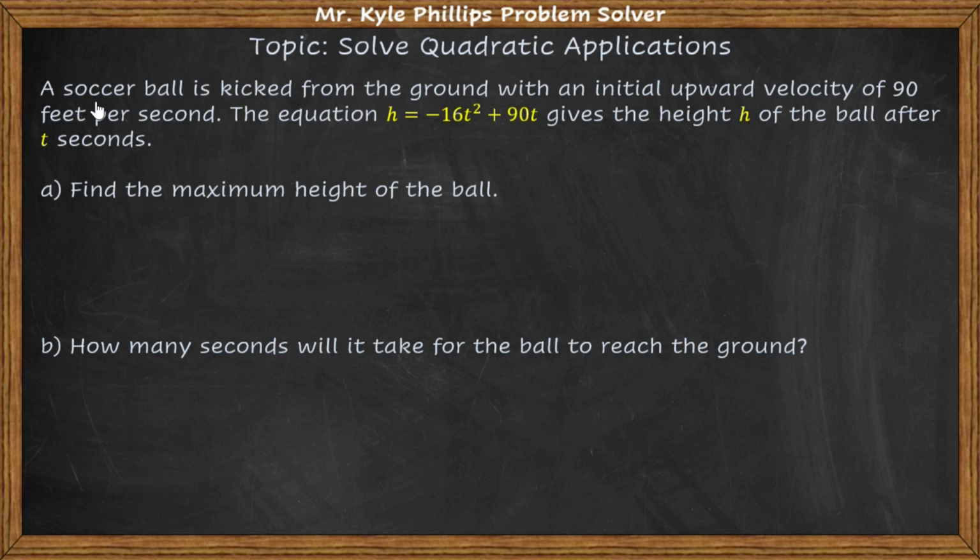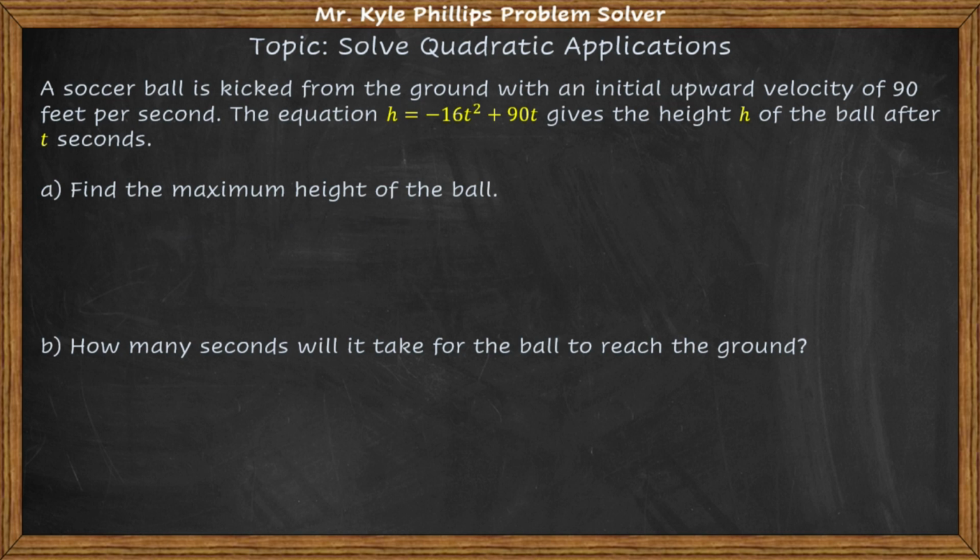So in this problem, they tell us a soccer ball is kicked from the ground with an initial upward velocity of 90 feet per second. The equation, h equals negative 16t squared plus 90t, gives the height h of the ball after t seconds. Find the maximum height of the ball.